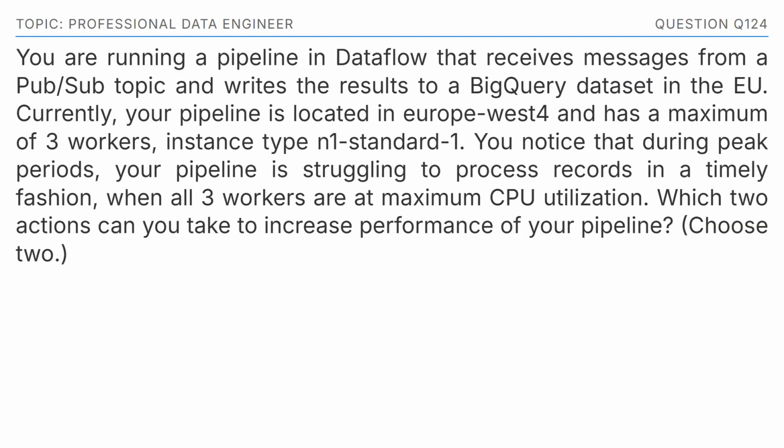You are running a pipeline in Dataflow that receives messages from a pub/sub topic and writes the results to a BigQuery dataset in the EU. Currently, your pipeline is located in Europe West 4 and has a maximum of 3 workers, instance type N1 standard 1. You notice that during peak periods, your pipeline is struggling to process records in a timely fashion, when all 3 workers are at maximum CPU utilization. Which 2 actions can you take to increase performance of your pipeline? Choose 2.